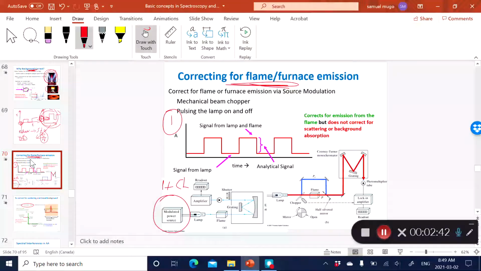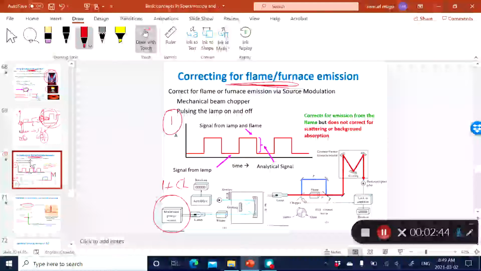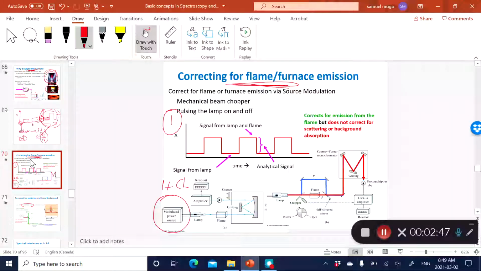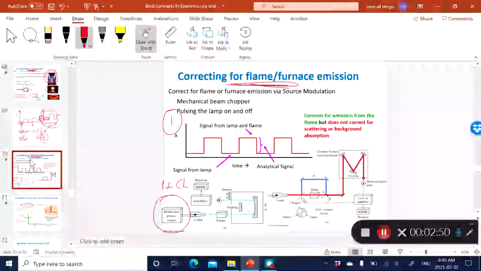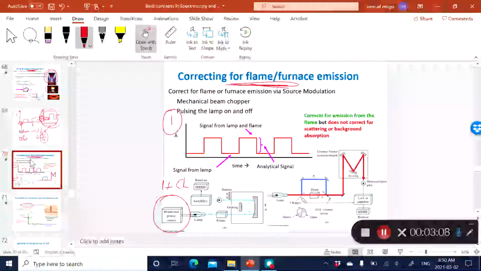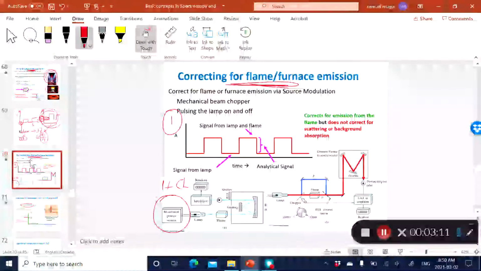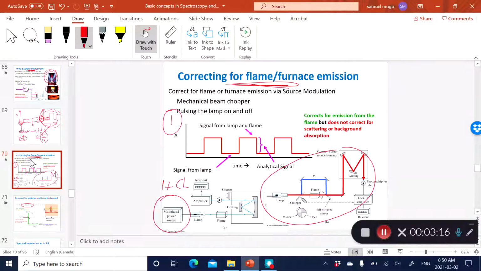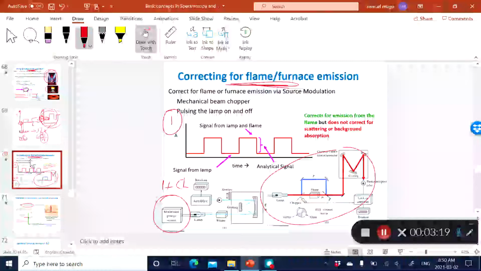You can modulate the lamp such that you are pulsating it, meaning you're switching it on and off. In that case, when it is on, you're detecting both the matrix or the background, as well as the signal. And while it's off, you're only detecting the background. When you subtract the two, you only get your signal.